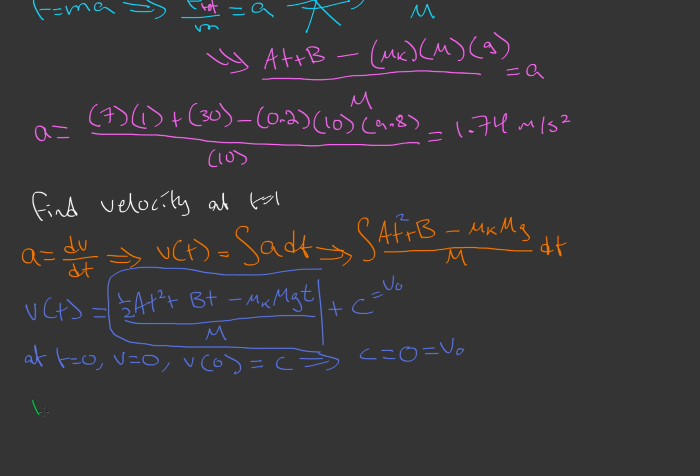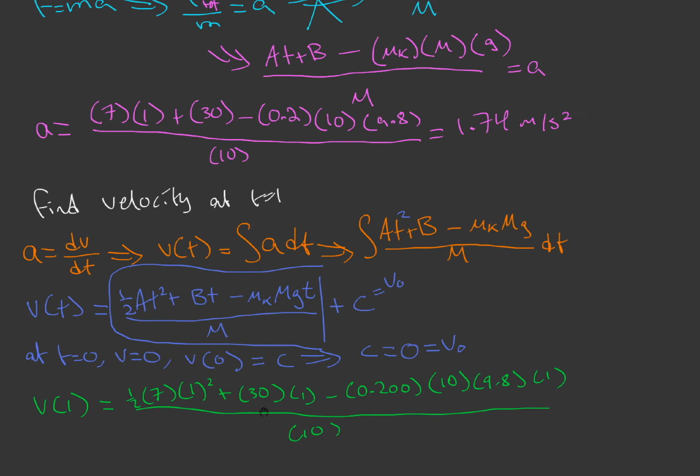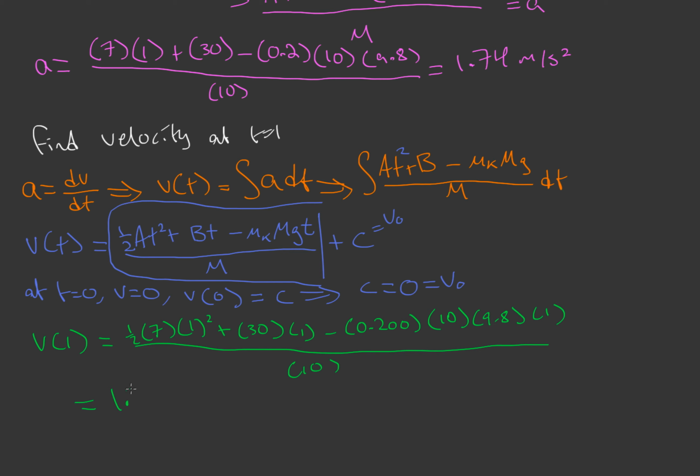If we plug in v of 1, which is time equals 1, we just get 1/2 times A, which is 7, times 1 squared, plus Bt, which is 30 times 1, minus the coefficient of friction, 0.200, times mass times gravity, so we have 10 and 9.8, times time, which is 1, all over mass, which is 10. And this gives us 1.39 meters per second. So that's how you set it up.